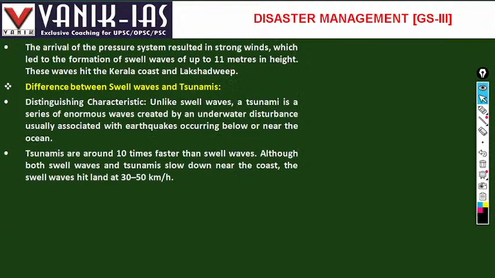Okay. So, the arrival of the pressure system resulted in strong winds, which led to the formation of swell waves of up to 11 meters in height. These waves hit the Kerala coast and the Lakshadweep.